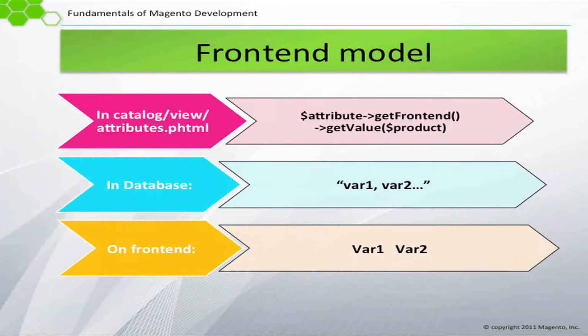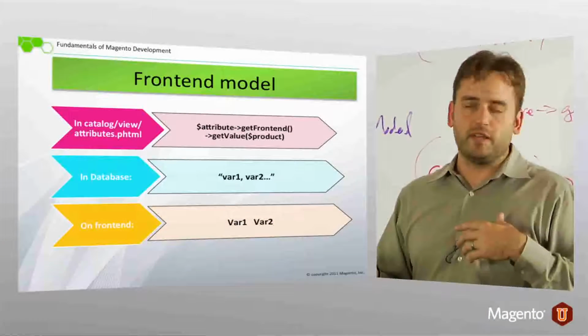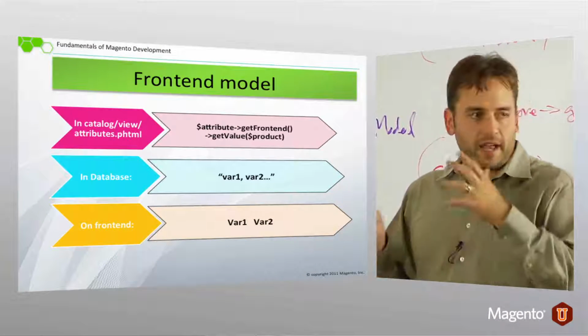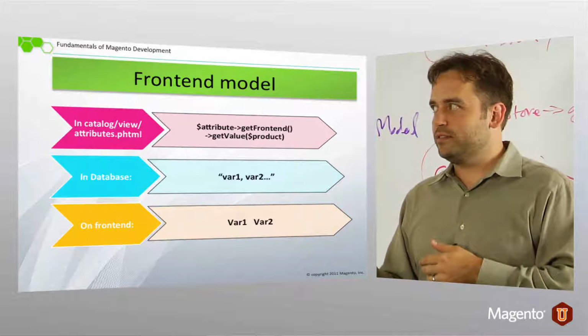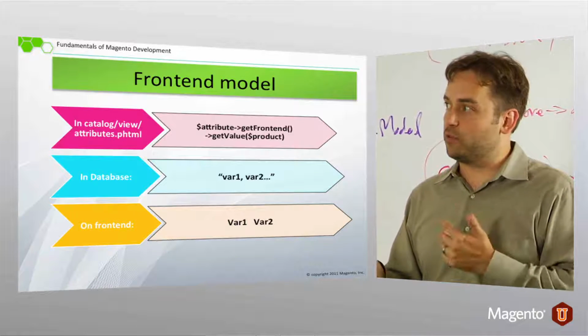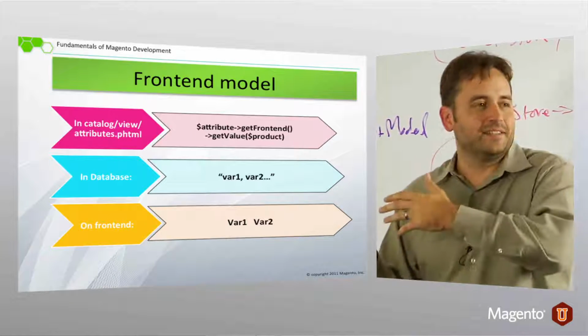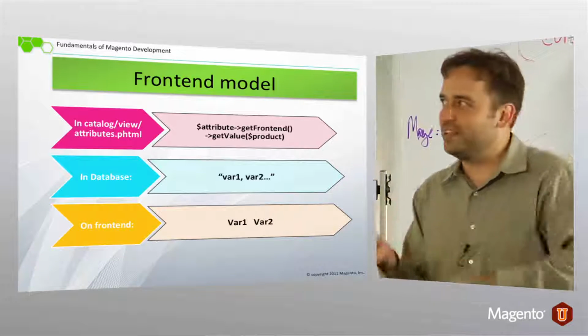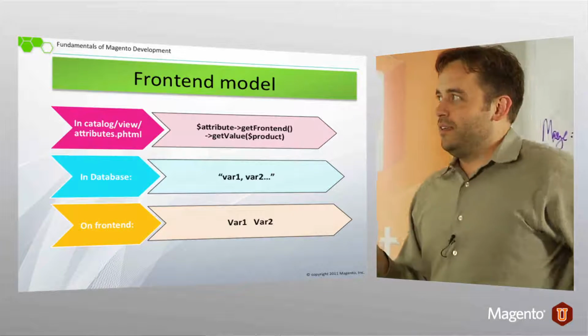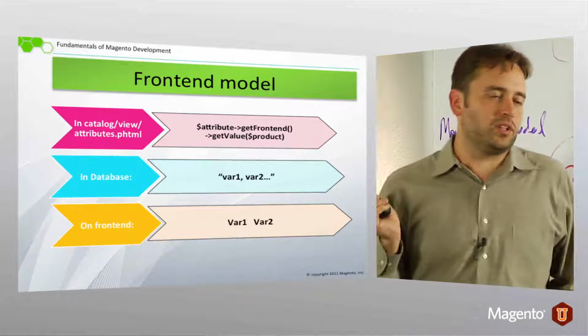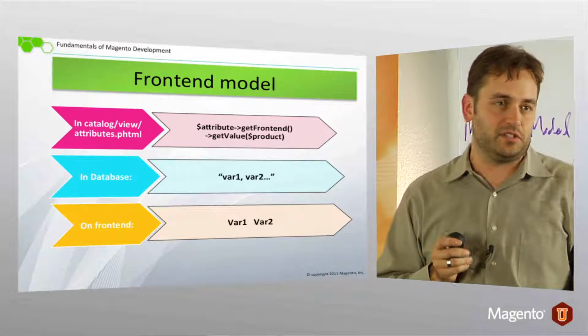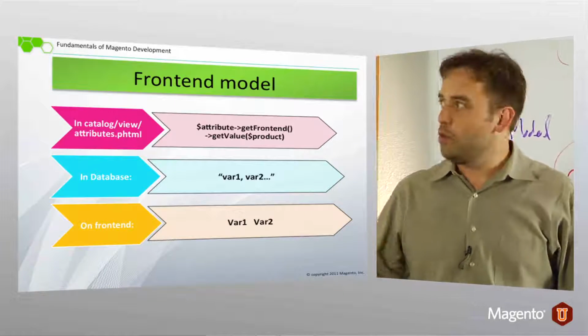So for front end, now, if I wanted to get the front end model value for an attribute, I would need to get that attribute's EAV config, or that attribute model, call front end, and then call get value. Now this is for the catalog. I'd have to pass in the product object into get value. This is a bit clunky, but this is simply how the front end models work through the attribute.